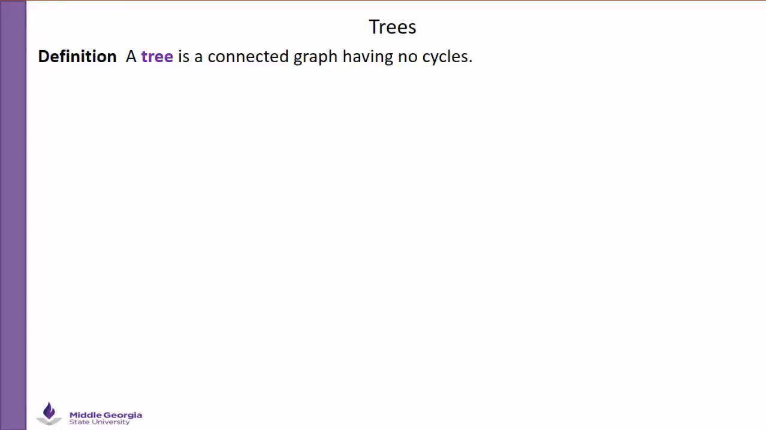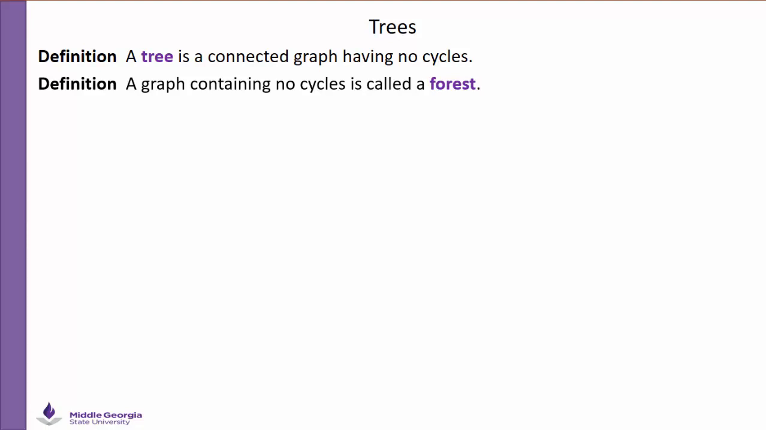Trees. Definition. A tree is a connected graph having no cycles. A second definition. A graph containing no cycles is called a forest.